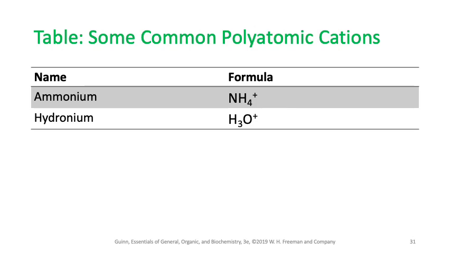And this table shows you some polyatomic ions that have a positive charge, called cations. One of them is ammonium, NH4+, and hydronium, H3O+. If you see this kind of polyatomic ion in a compound, we know that this polyatomic ion always forms a positive cation, a positive ion.